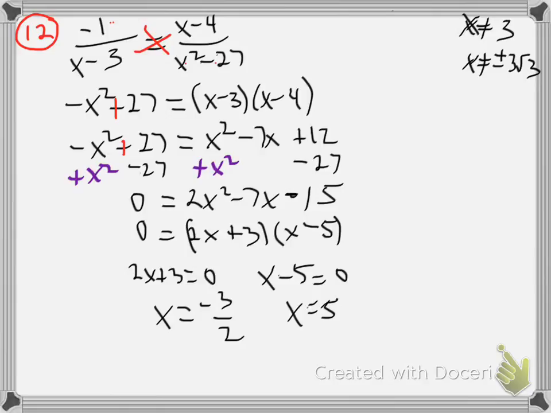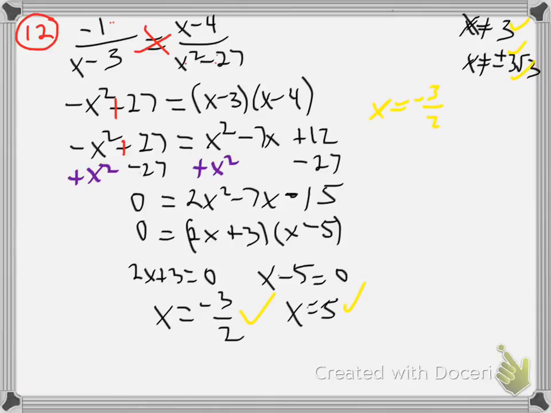And those aren't excluded, so I'm okay. They're not excluded from up here. Okay, so that's good news. You can put them back in the problem, and if you put them back in the problem, let's put the negative 3 over 2 in there.